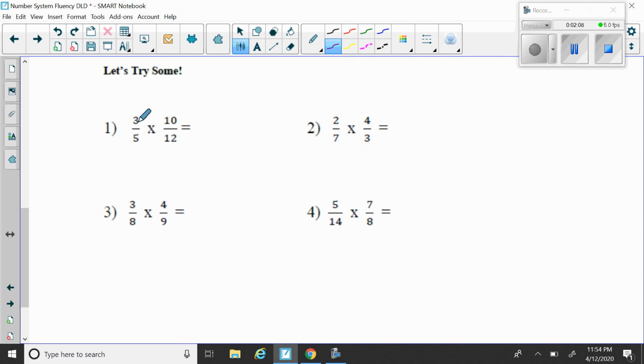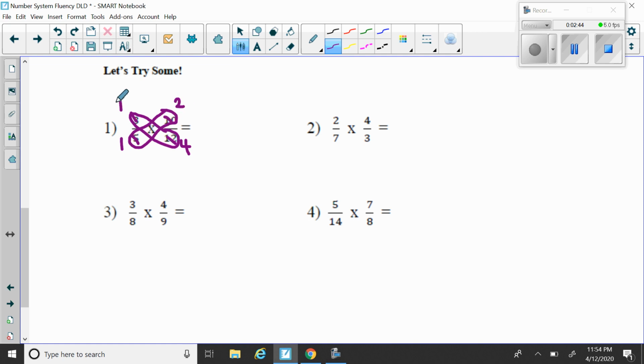So here, if we were to draw a butterfly, we would have 3 and 12, and 5 and 10. We have to ask ourselves, is there a number that goes into both 3 and 12? The answer is yes. 3 goes into both of them. 3 times 1 is 3. 3 times 4 is 12, so that changes to a 4. Okay, 5 and 10. 5 goes into both. 5 goes into 5 one time. 5 goes into 10 two times.